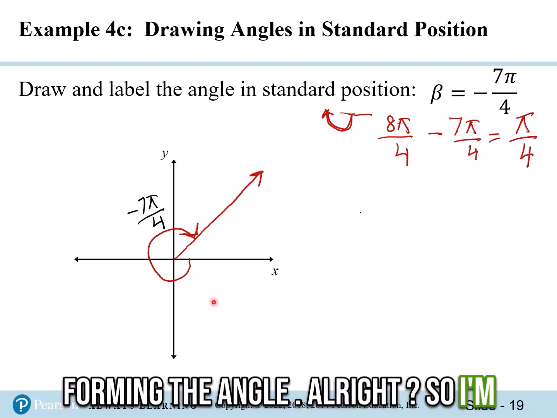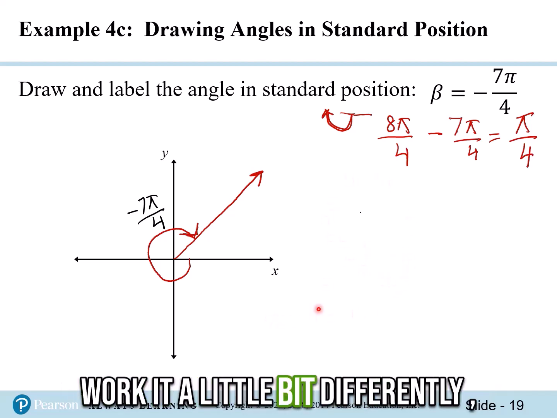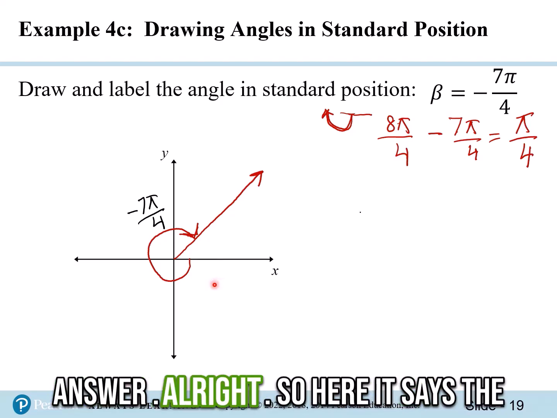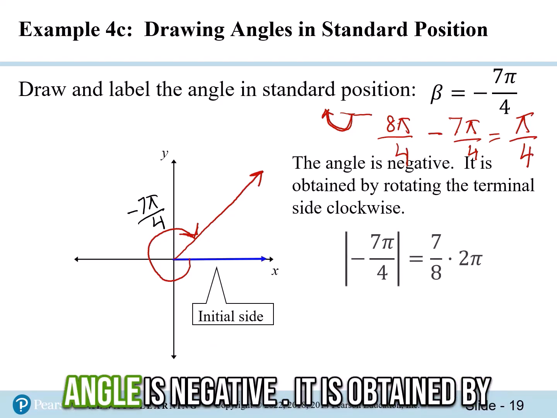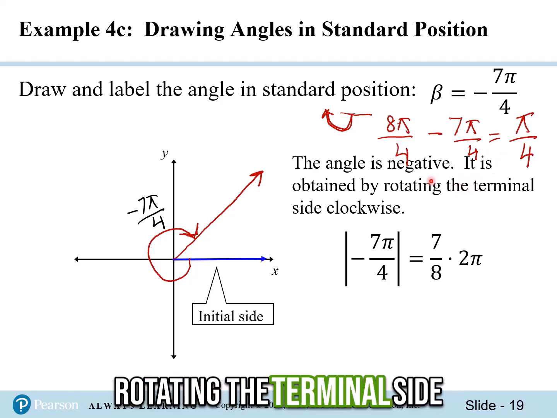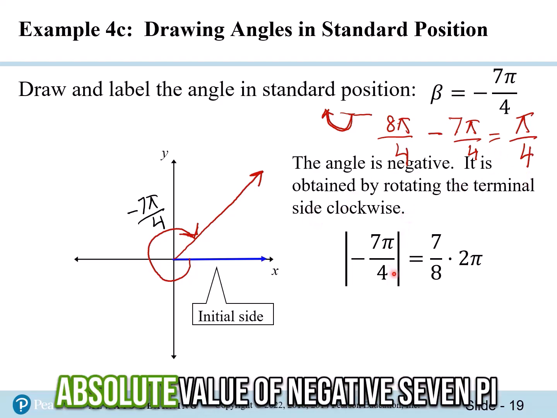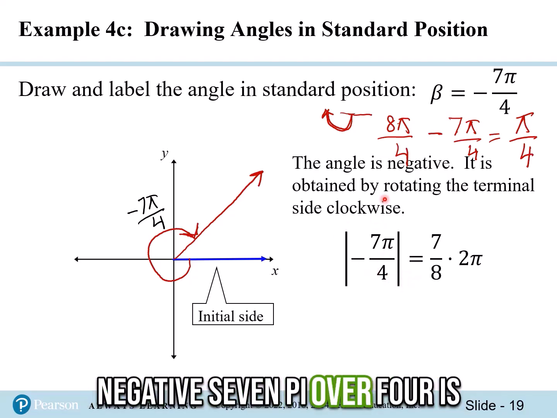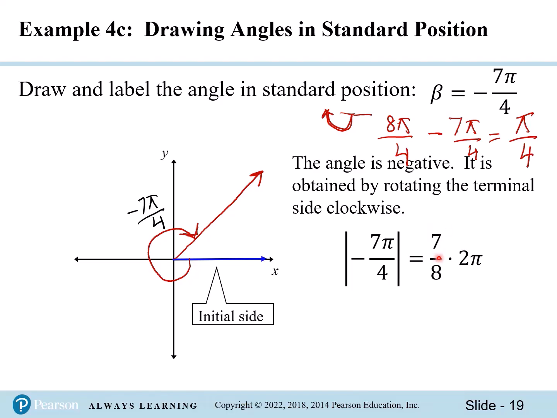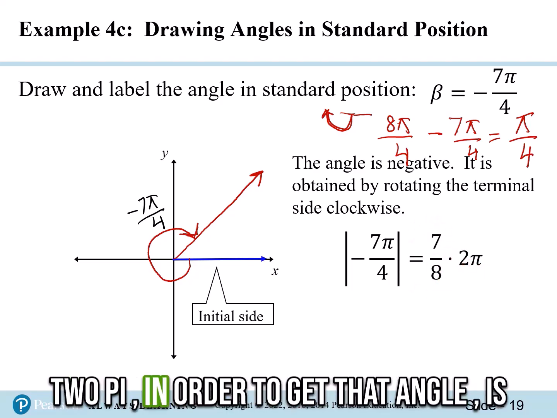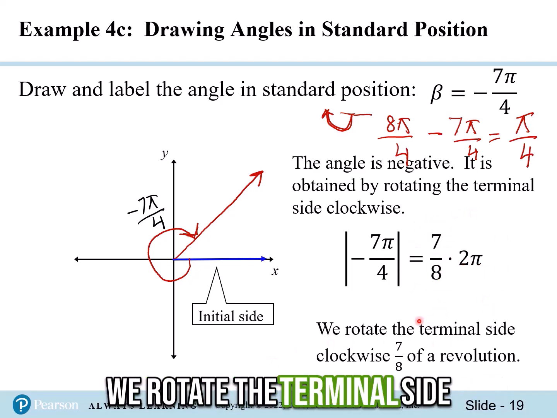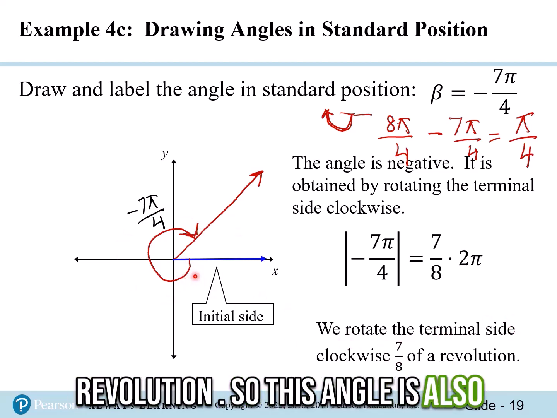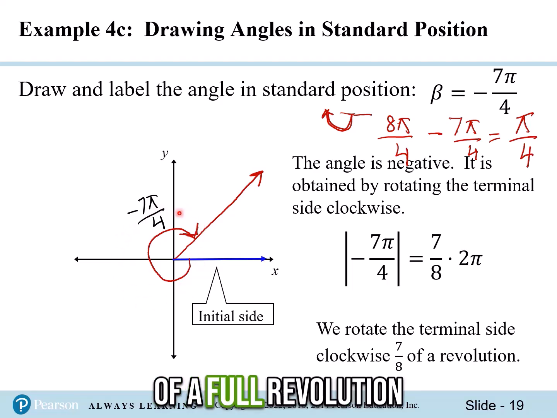All right, so I'm going to pull up the solution. They work it a little bit differently from the way I work it, but it should give us the same answer. So here it says the angle is negative. It is obtained by rotating the terminal side clockwise, and they've taken the absolute value of negative 7 pi over 4, and they show that 7 pi over 4 is 7/8 of 2 pi. So in order to get that angle, we rotate the terminal side clockwise 7/8 of a revolution. So this angle is also 7/8 of a full revolution.